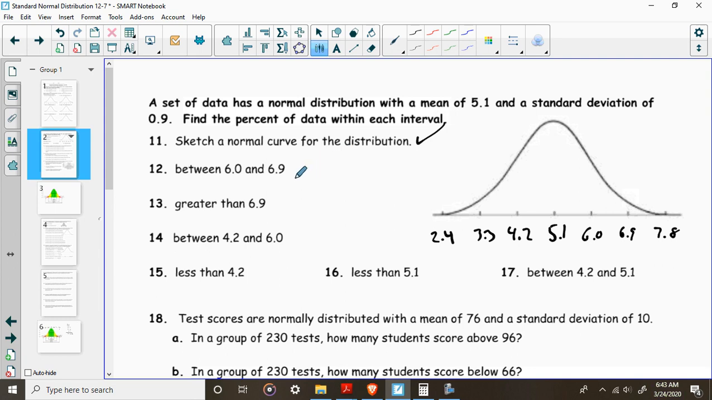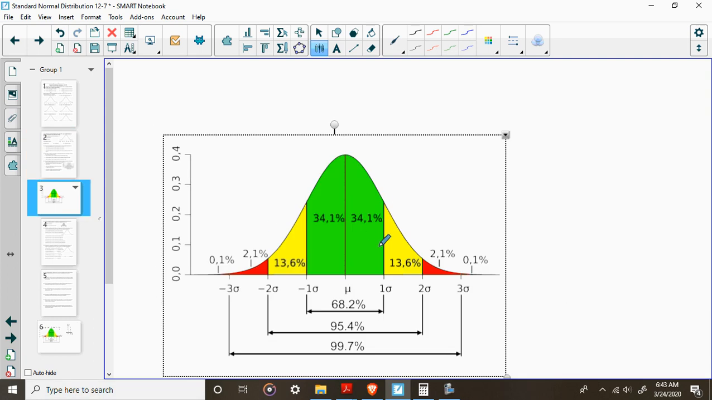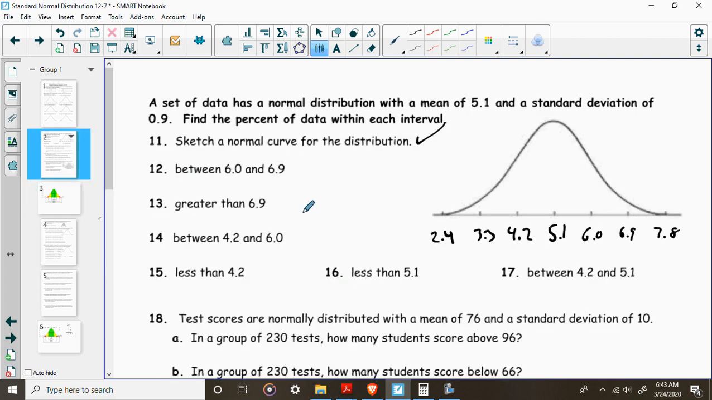Find the percent of the data within each interval, so between 6.0 and 6.9. Let's go back to our table. That's between one standard deviation and two standard deviations, so that's going to be 13.6%. Then they ask for greater than 6.9. Again, this is two standard deviations. How many are above two standard deviations?